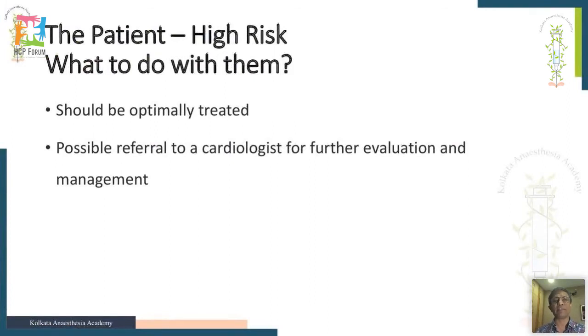And if you find that they have those kinds of problems, refer them to the specialist for evaluation and manage them before you take them up for an elective non-cardiac surgery. I think that is the premise of this entire deliberation.